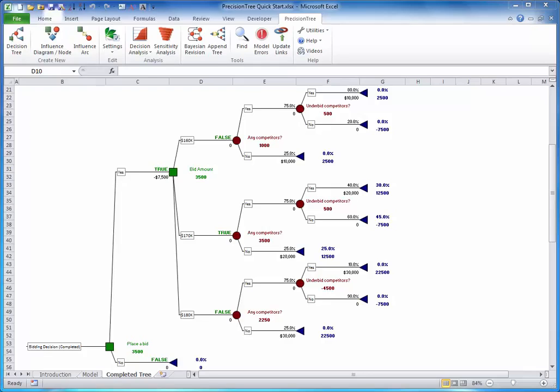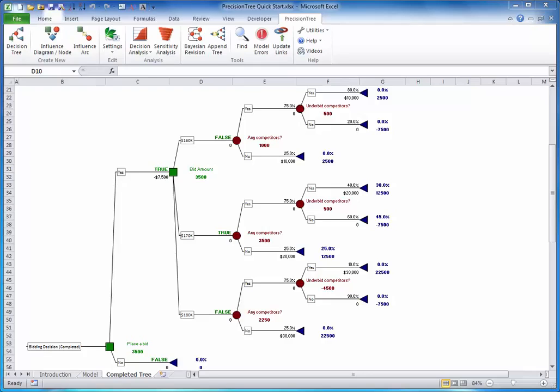Number 1. Time flows from left to right. Events to the right occur after events to their left. Number 2. Decisions are made at decision nodes, represented by squares. The branches that emanate from any decision node represent all the possible choices the decision maker has at that point in time.